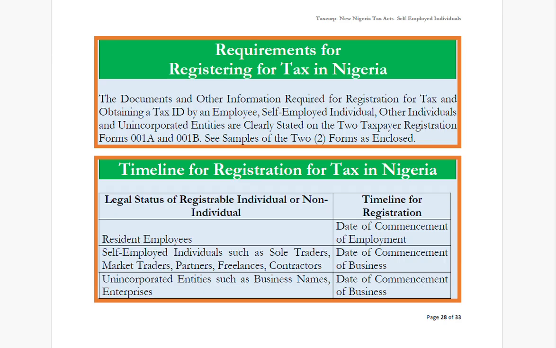So if your legal status is that you are an employee in Nigeria, then you are supposed to register at the date of commencement of employment. Immediately you commence employment, you are supposed to register. That's for resident employees. For self-employed individuals, such as sole traders, market traders, partners, freelancers, contractors, you are supposed to register immediately you start business. Immediately you start business, you register with the relevant tax authority.